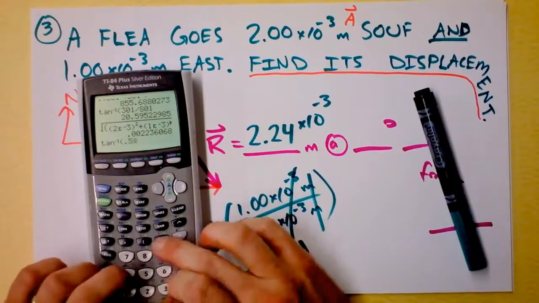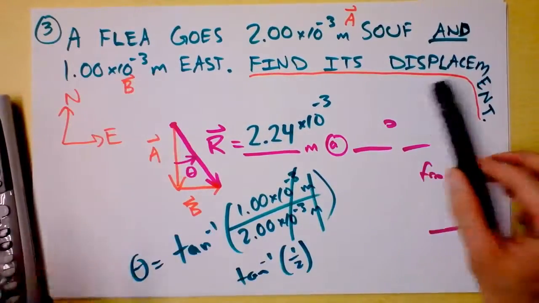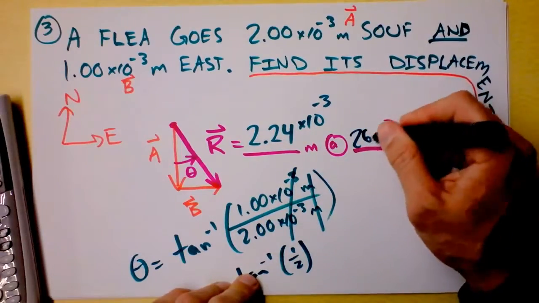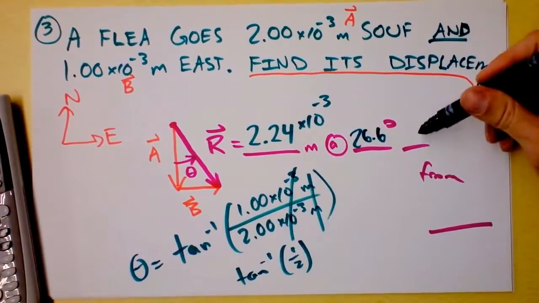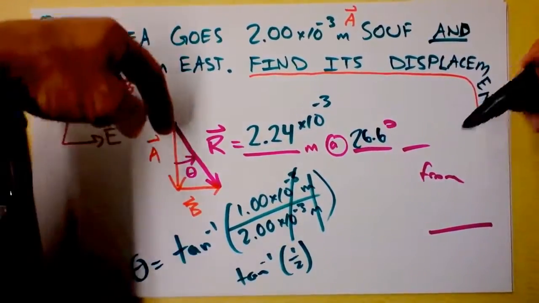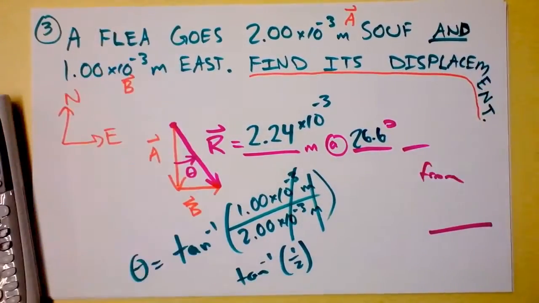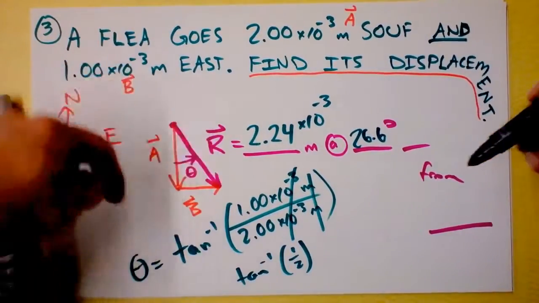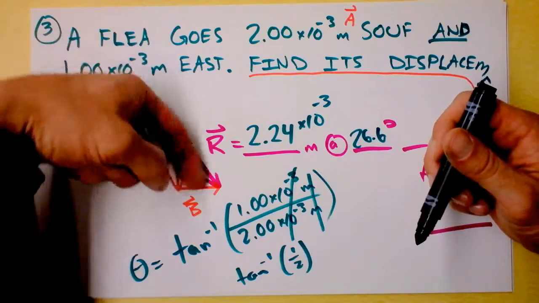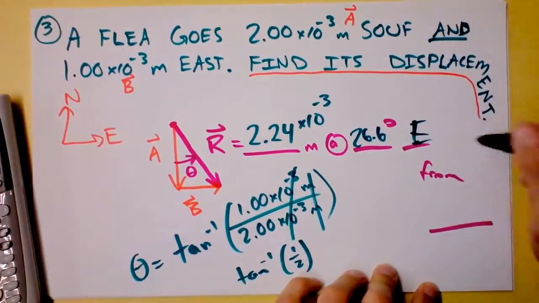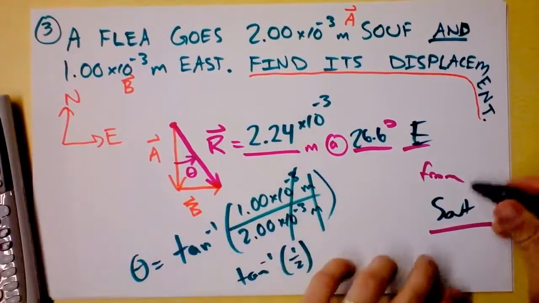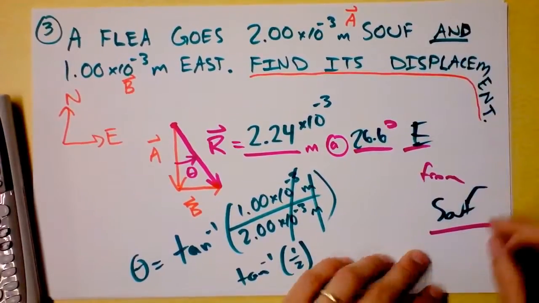Tangent inverse of 0.5. Okay, good. That's 26.6 degrees. And what is this? It's not exactly to the south. It's a little bit to the east of the south. We're going east of south to find Ara, so I write east of south.